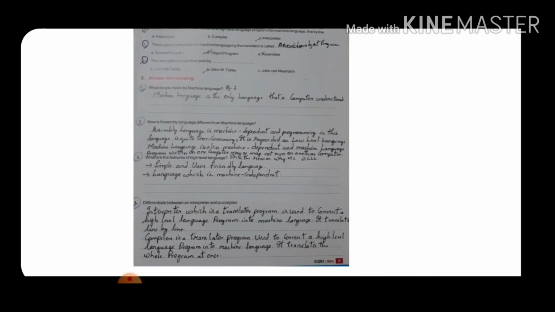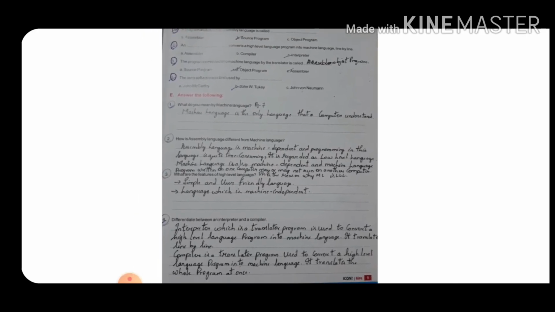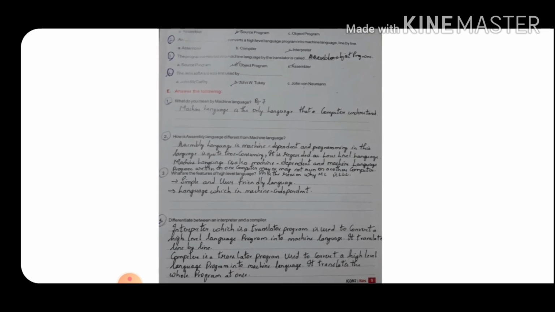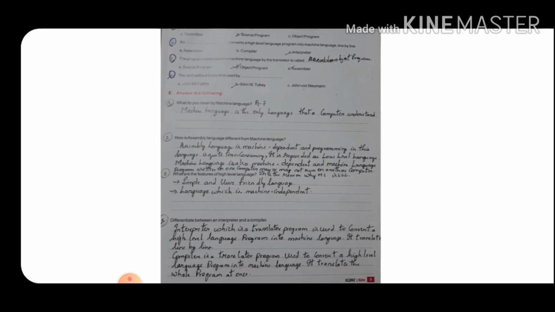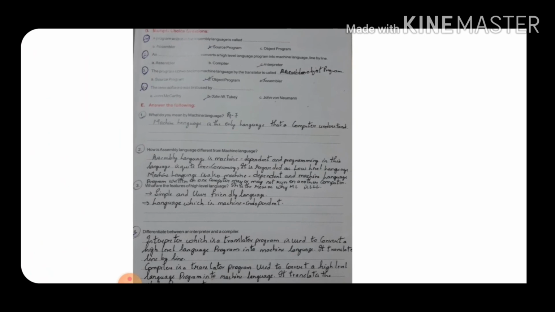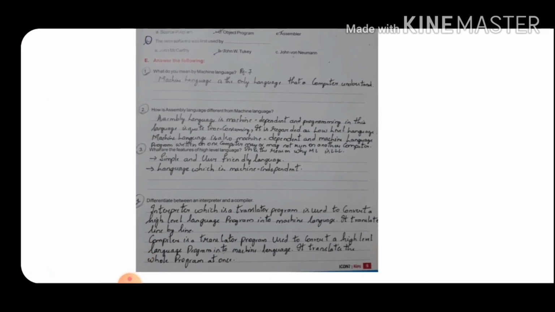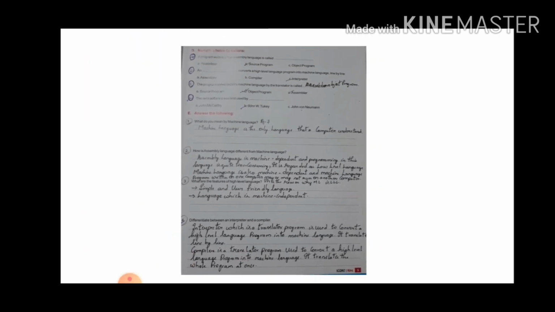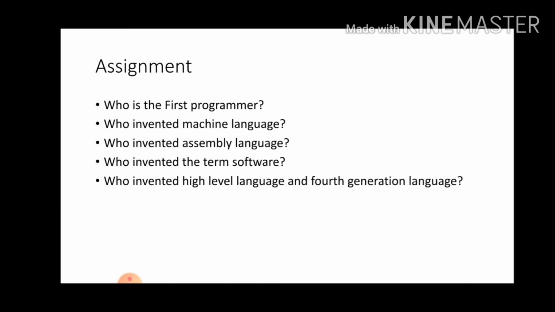Here we can see: what do you mean by machine language, how is assembly language different from machine language, you can differentiate it, what are the features of high level language, and differentiate between interpreter and compiler. After this, complete the assignment also.